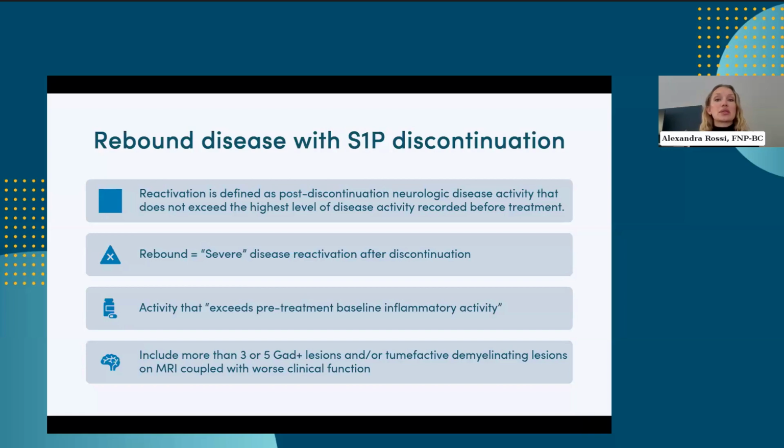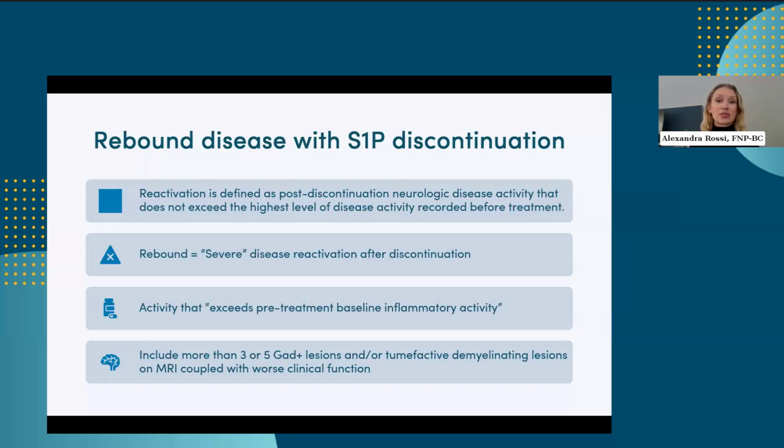So what is rebound disease with S1P? Again, this is a class of medications that both Gilenya or fingolimod and siponimod or Mayzent fall into. Reactivation is defined as post-discontinuation neurologic disease activity that does not exceed the highest level of disease activity recorded before treatment. So reactivation is this phenomenon where you can have new disease activity, whether it's T2 lesions or GAD-enhancing lesions, but it doesn't exceed what they started with.